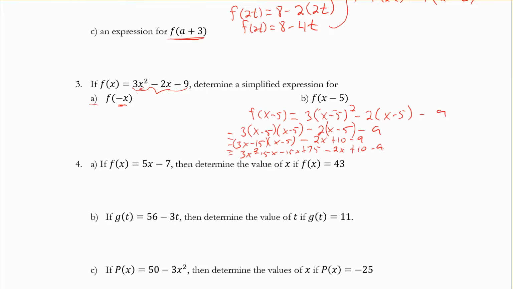Whew. Okay, so now what we gotta do is collect our like terms. I'm running out of room. I'm gonna write this down here. Okay, so we end up with 3x squared. And if I look at all my x's, that looks like I'm gonna have minus 30x minus 2x, minus 32x. And then 75 plus 10 is 85. Minus 9 is 76. Plus 76. Alright, so that's what we ended up with. So yeah, a bit of work there.